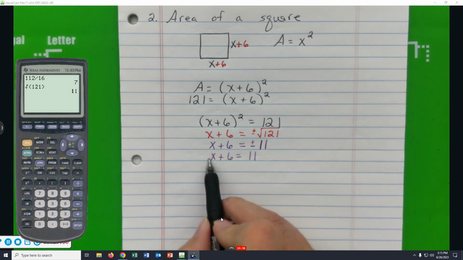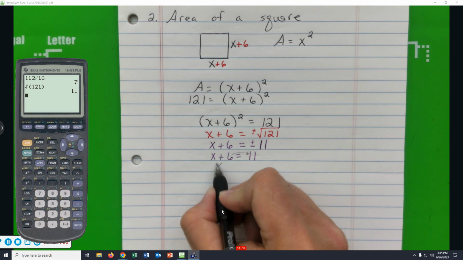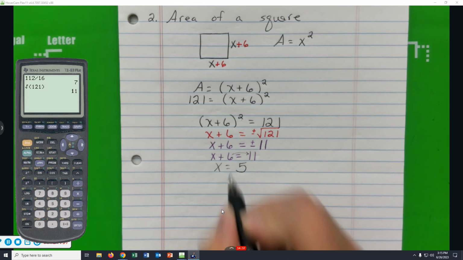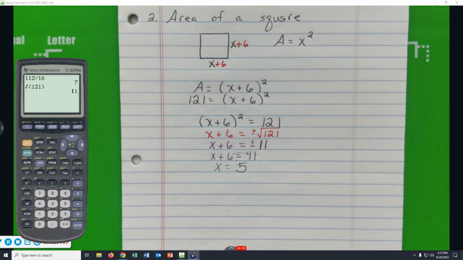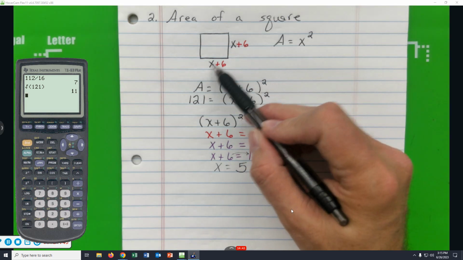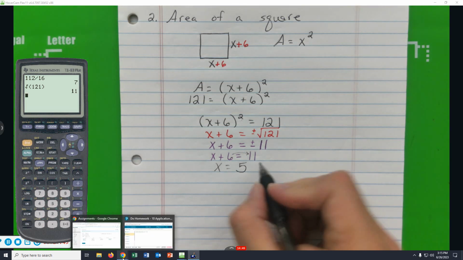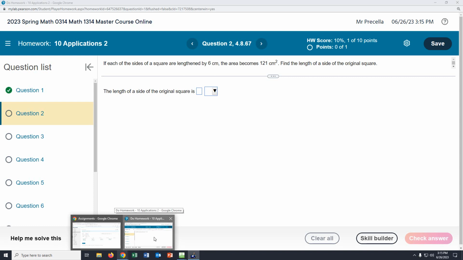What would you do to get x by itself? Just subtract 6, that's right. So 11 minus 6. So that original square was 5 by 5, 5 centimeters by 5 centimeters. Write a little c in there, so they'll realize that it's centimeters.